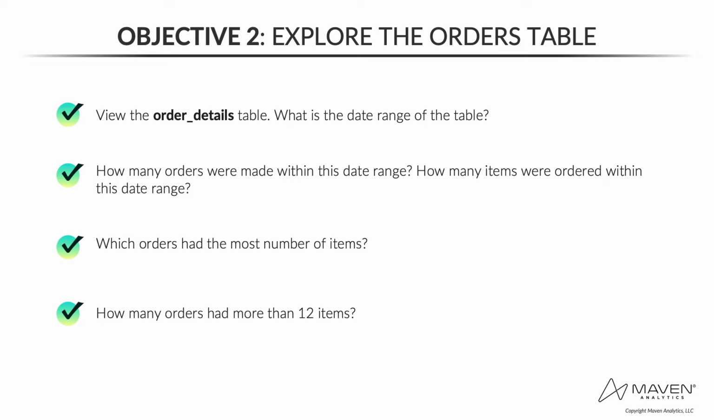First, you're going to want to view the order details table and find the date range of the table. Then you want to see how many orders were made in the date range, as well as how many items were ordered within the date range. Next, you want to see which orders had the most number of items, and finally, find the number of orders that had more than 12 items.